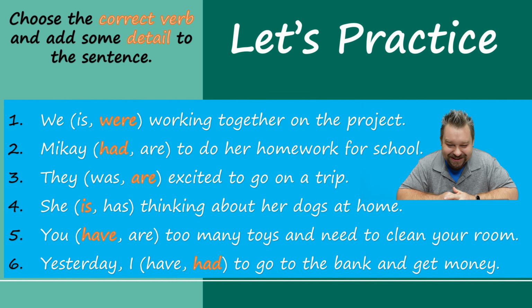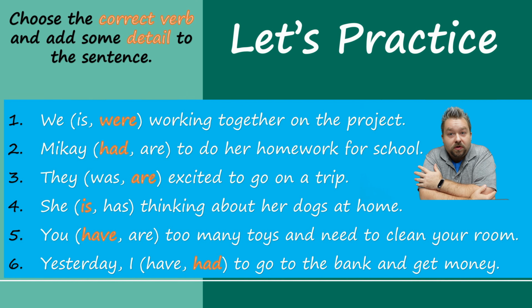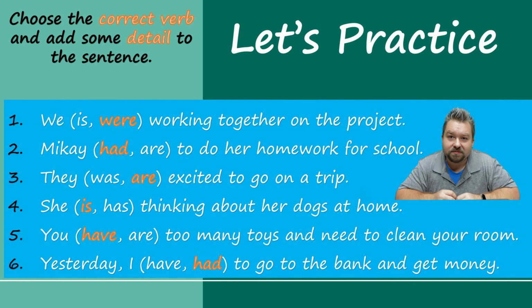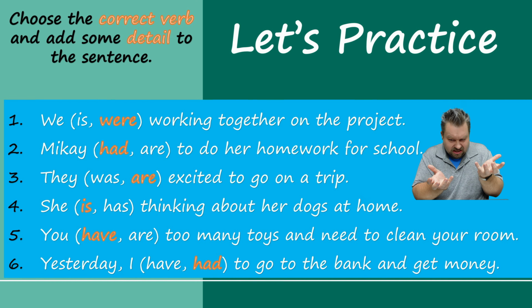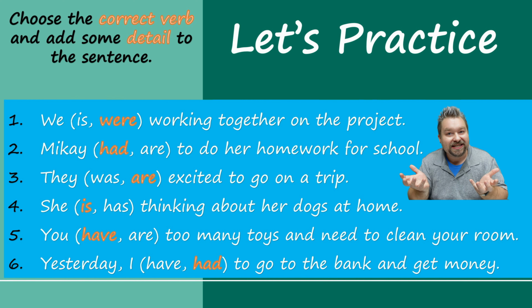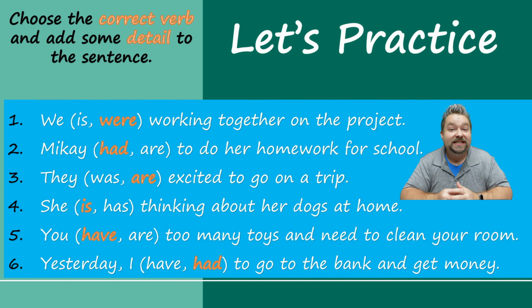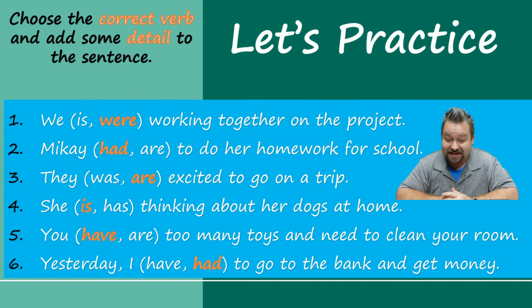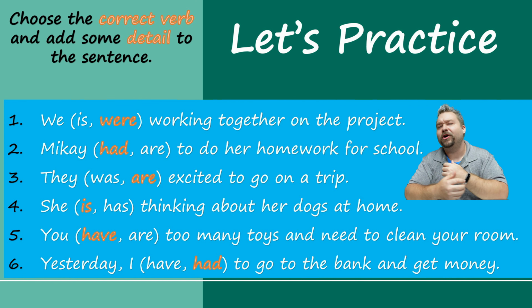Okay, anyways. Number four, she, singular subject, is or has. Ooh, those are bold, right? She has? She is? Let's look at the next part, thinking. See, now we have to make sure these things match, right? She has thinking? How do you have thinking? That doesn't make sense, okay? She is thinking. Oh, that makes sense, right? She is thinking what? About her dogs at home.